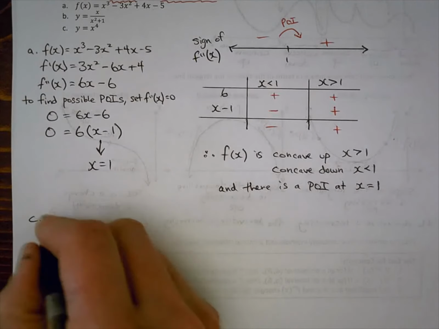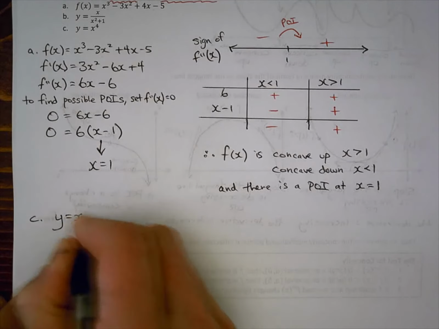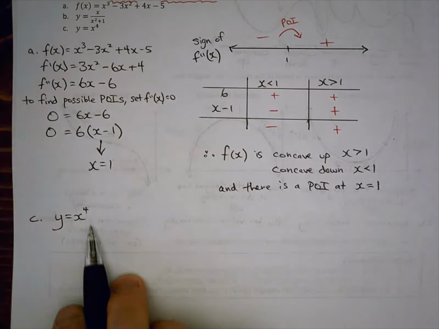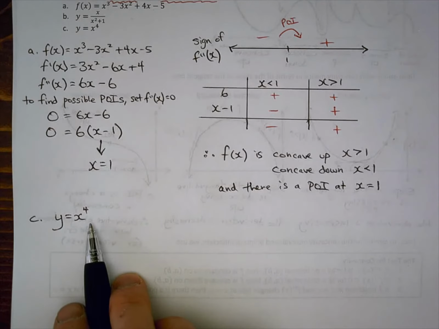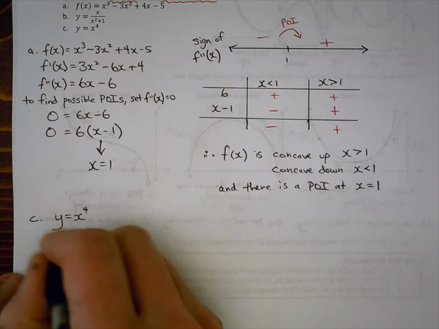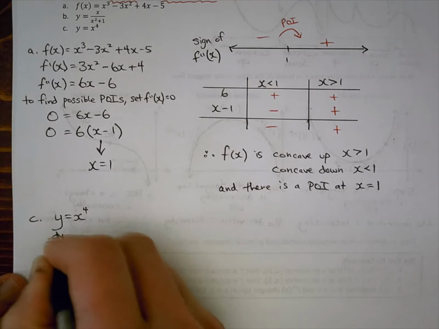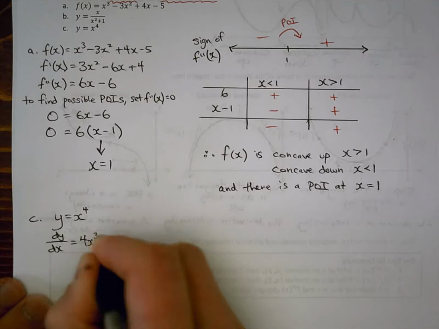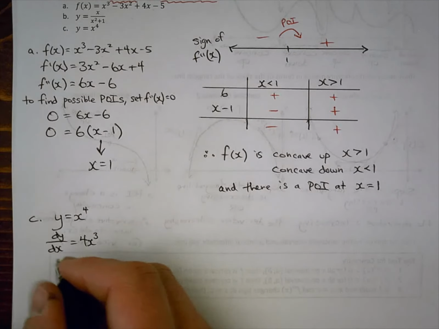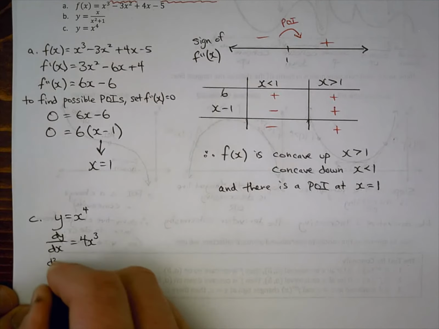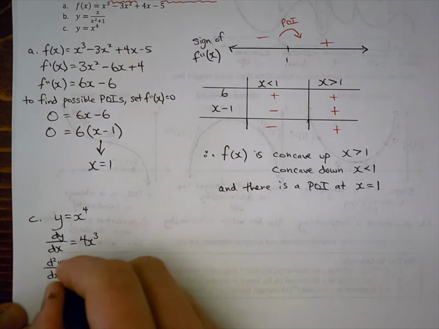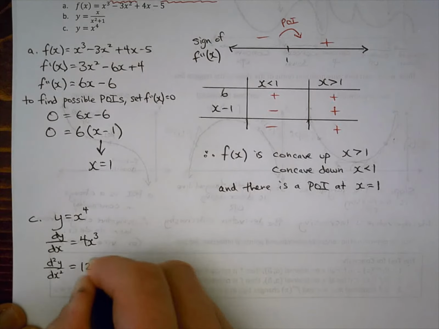So we have y, in this case, y is equal to x to the 4. I told you this was going to be a weirder one. I kind of showed you an example up above. If I want to find the concavity and points of inflection, I need the second derivative. I'm going to write it out in this other format, Leibniz notation. So dy dx is equal to 4x cubed. And then I need the second derivative. So I'm going to write d squared y over dx squared. That's the second derivative. And this is going to be 12x squared.